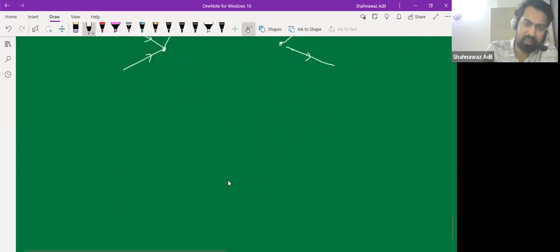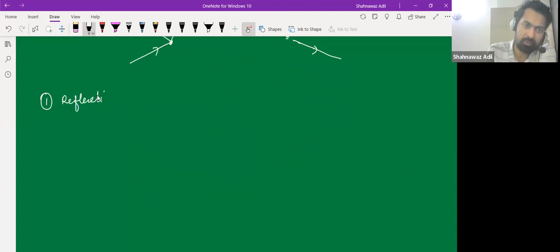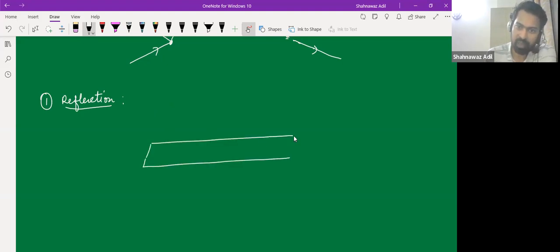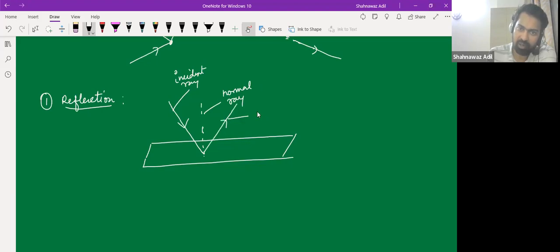Okay. So the first property of light that we'll talk about is reflection of light, right? Whenever light bounces back from a surface, there are two laws of reflection. Let's say we have this plane, and light is incident on this plane. This would be called the incident ray. When we draw a perpendicular to this plane, that would be called the normal ray. Then the light will bounce back from this surface, and this would be called the reflected ray.